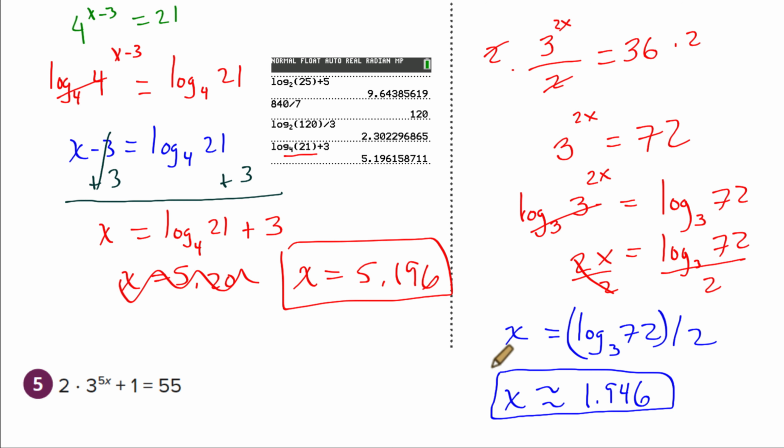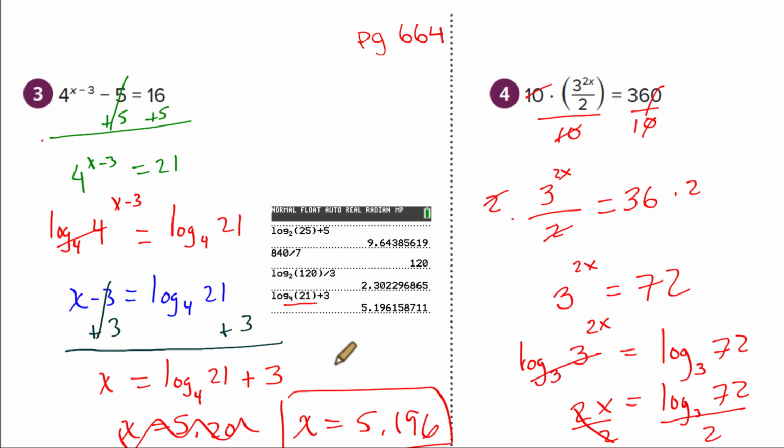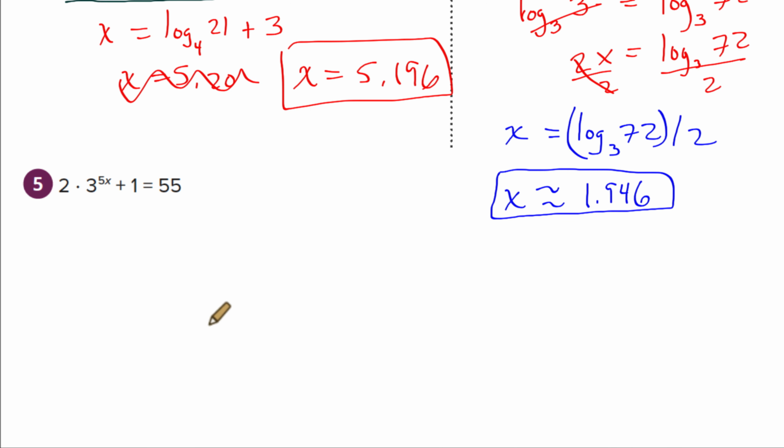Now, there's one for you to try, but I'm going to give you a little bit of guidance. Number 5 down here. I'm going to tell you what to do in which order. I need you to pretend like this is 2. The x is up there in the exponent, so think of this term as the x. So it's like 2x plus 1 equals 55. What would we do first? The first thing I want you to do is subtract 1 from each side. Then I want you to divide by 2. And then I think you can start taking logs and you're good to go. Okay, so pause the video and do number 5 all by yourself. Go.